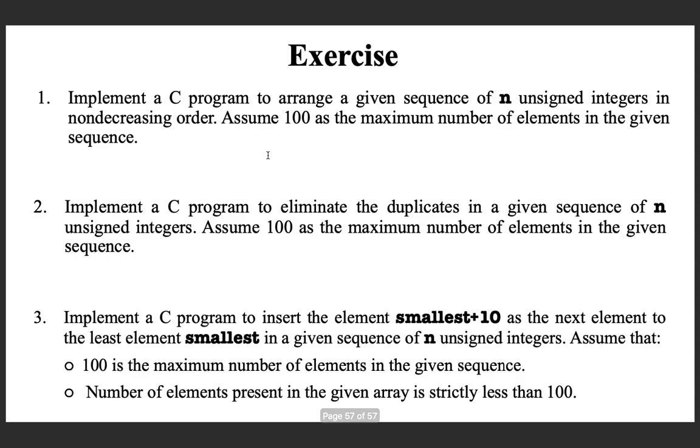Then the last, implement a C program to insert the element. What element you have to insert is smallest plus 10. Smallest is the value. I will tell you what that value is. As the next element to the least element of the array, which is actually smallest. So you have to find the least element and store it in the variable smallest, the least element. Then the least element plus 10 should be stored as the next element to the least element. That's what you have to do.